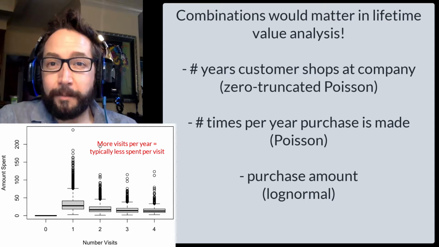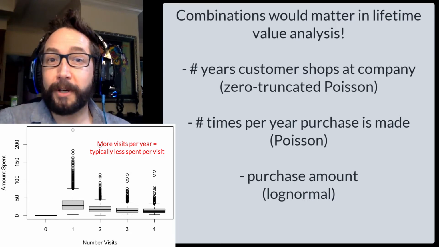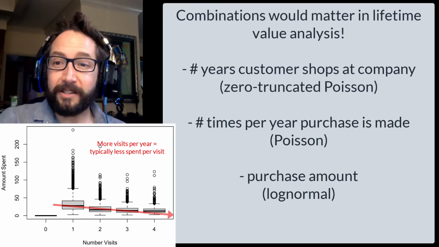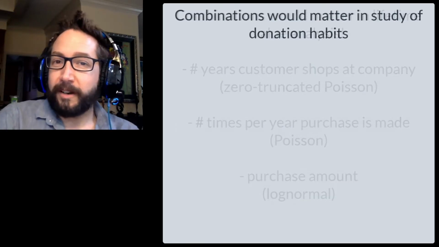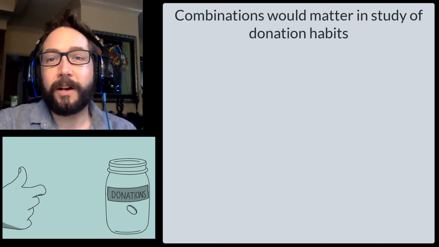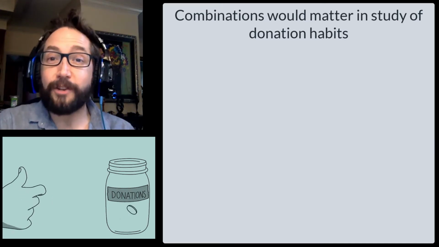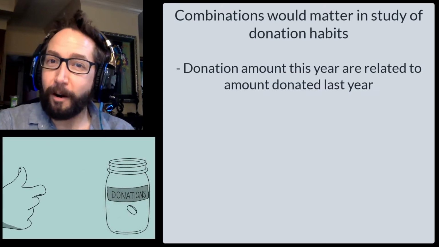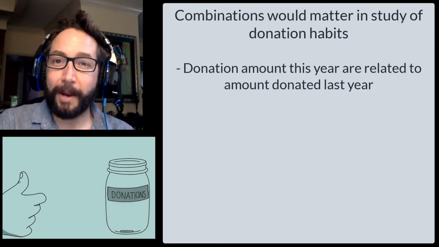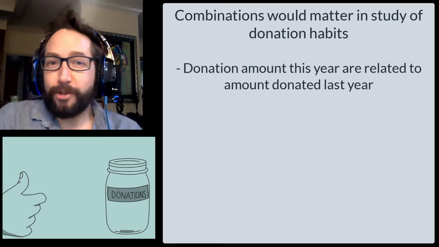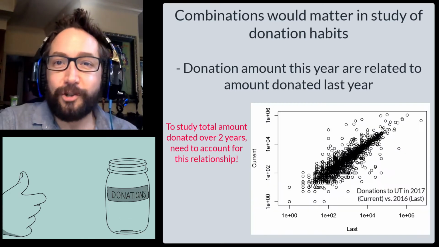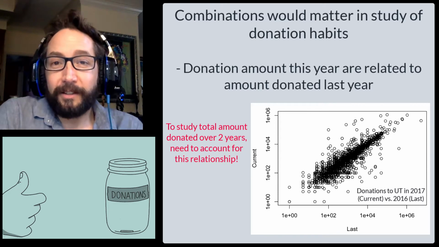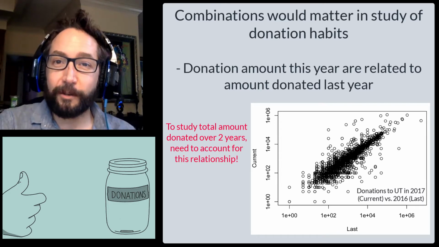The more times that people are purchasing from a company per year, maybe the less amount they're actually going to spend on each instance. Or another example, if you're working for a charity and you're studying people's donation amounts, well, it stands to reason that people's donation amounts this year are probably related to the donation amounts last year. So your question might be about the combination of the amounts of money people have donated in both of those years, and there's likely going to be a pretty strong association.